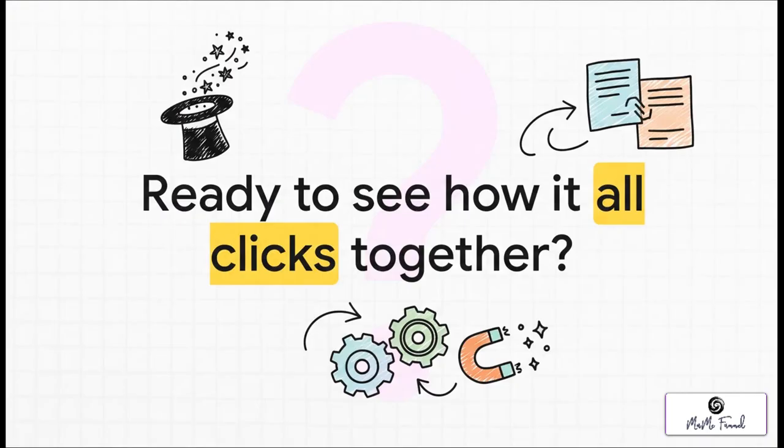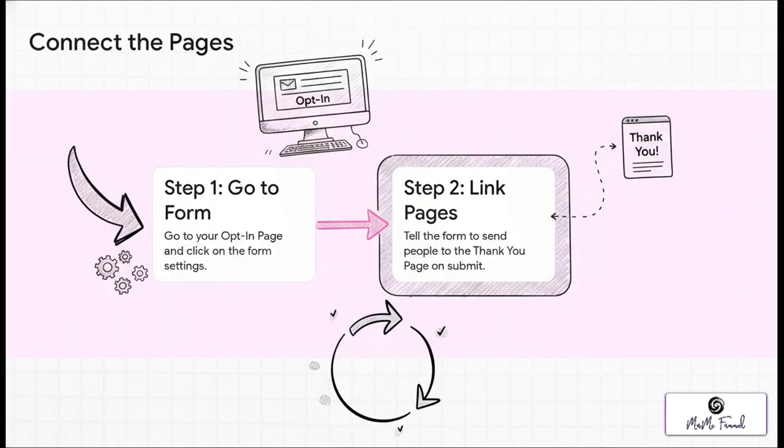So you ready for the magic trick? You ready to see how we tie this whole thing together and turn those two pages into one smooth, seamless experience? And believe it or not, this is it. It's this simple. You just go back to that form on your main opt-in page, you click into the settings, and you tell it one thing. After someone clicks that awesome button, send them to the thank you page. Boom. Done. The whole journey is now automated.